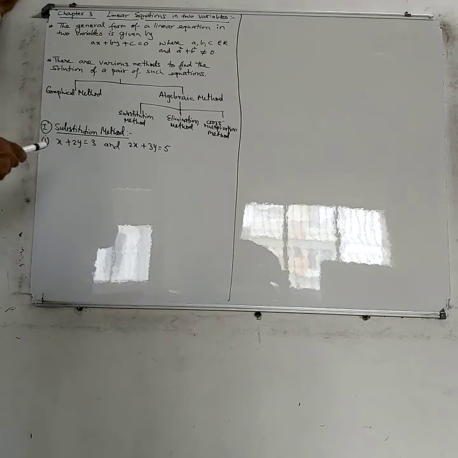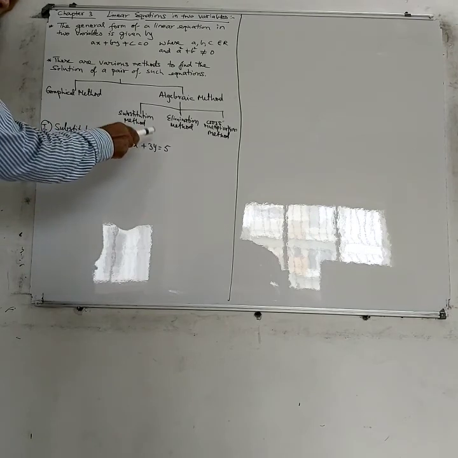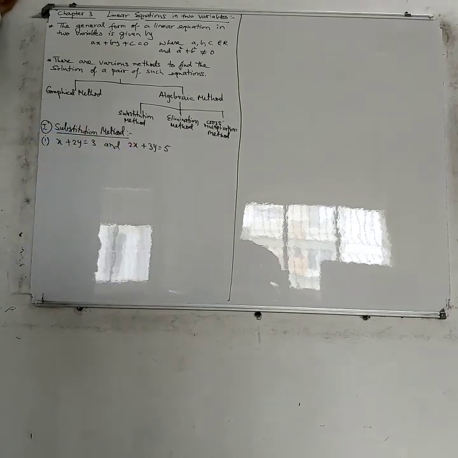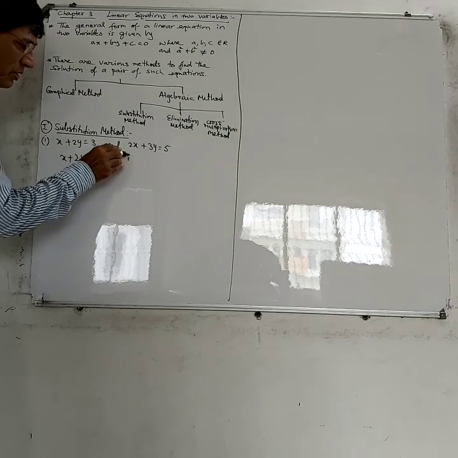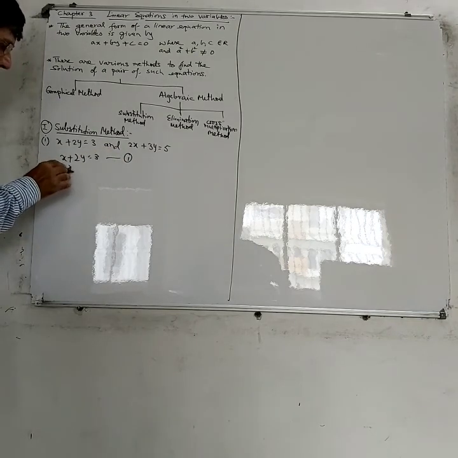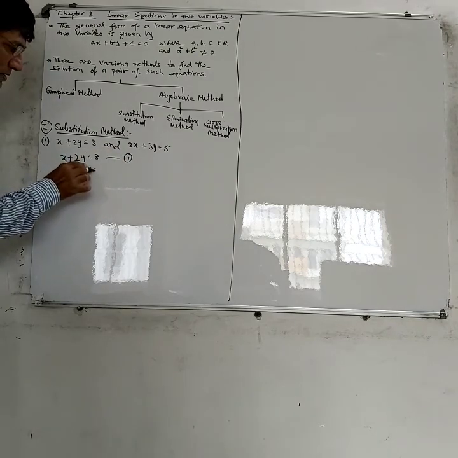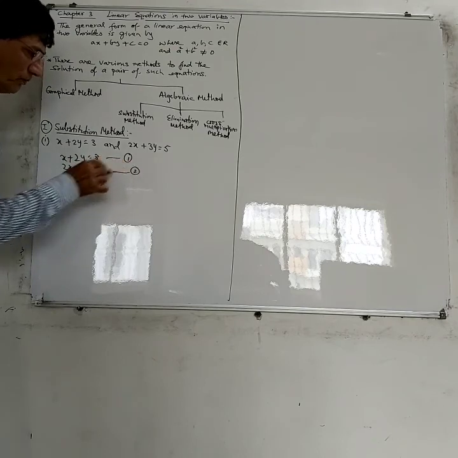Let us suppose, by way of example, we are given a pair of linear equations: x + 2y = 3 and 2x + 3y = 5, and you want to find a solution of this pair. First of all, we take any one equation. Let us suppose x + 2y = 3. This is your equation 1. And 2x + 3y = 5. This is equation 2.